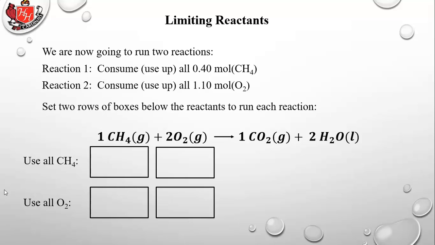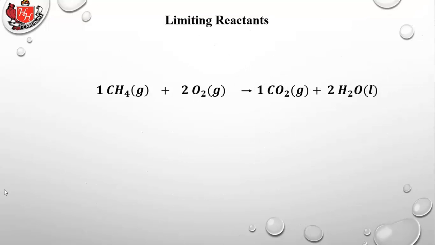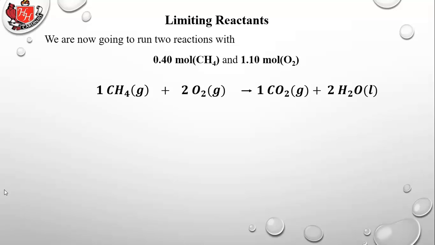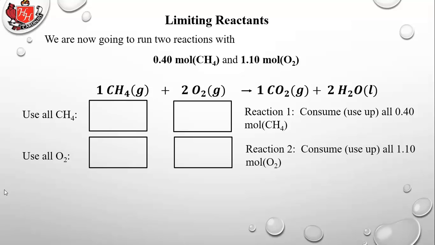So now we're going to start filling in those four boxes. So that's what we're working with. Use all the CH4. Reaction 1 consumes all 0.4 moles of CH4. Reaction 2 consumes all 1.10 moles of O2 that we have to work with. The box that's outlined in red, that's the CH4. So we're in the CH4 column, and that's where we're going to react all 0.40 moles of CH4. So we're going to put 0.40 in that box right there.